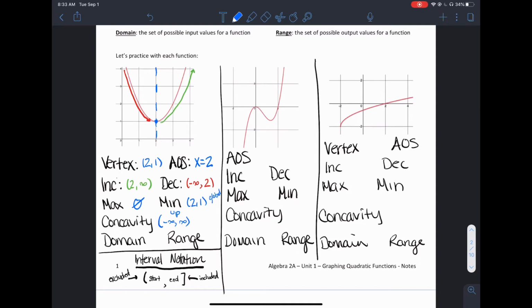The domain of this graph is all real numbers. You can state all real numbers as negative infinity to infinity or with the all real numbers sign. It's up to you.